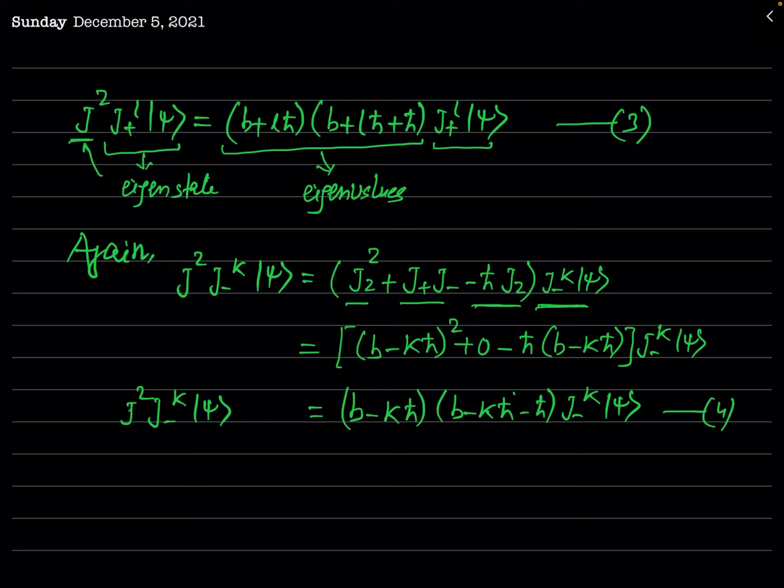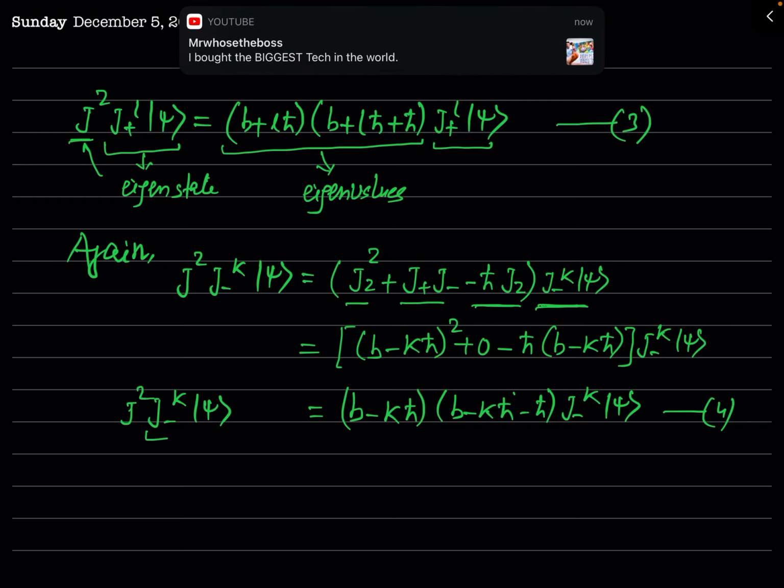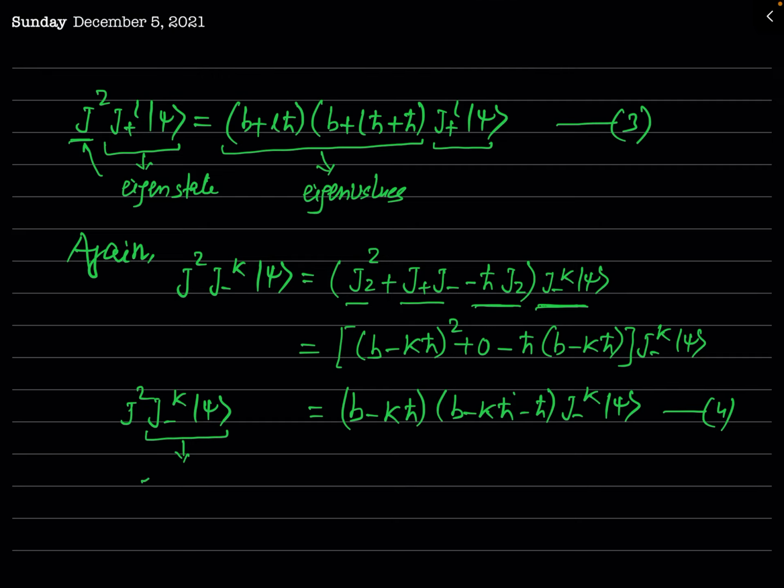Now you can see this equation is simply the eigenvalue equation of the same operator J square. Here this J_minus k ket psi is actually the eigenstate of this operator J square, and these are actually the eigenvalues of the operator J square, but the eigenstate is now J_minus k ket psi.